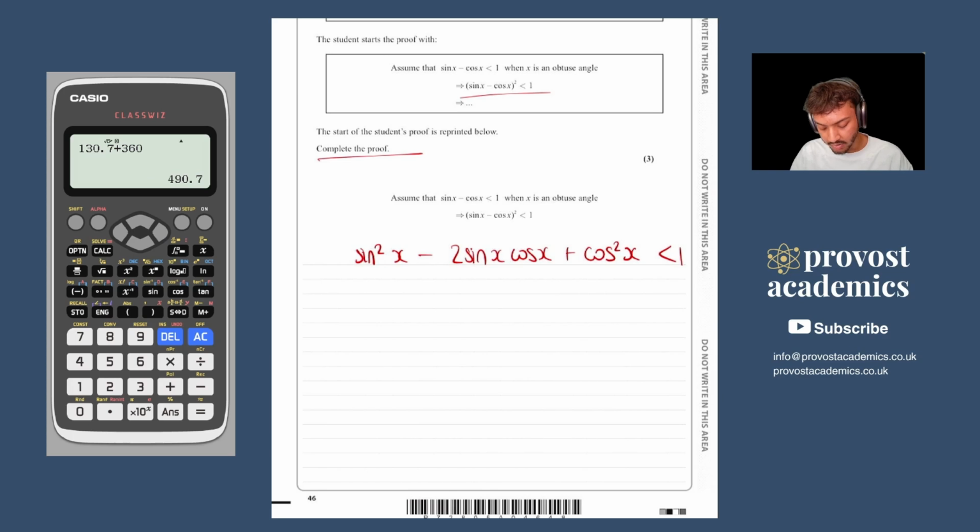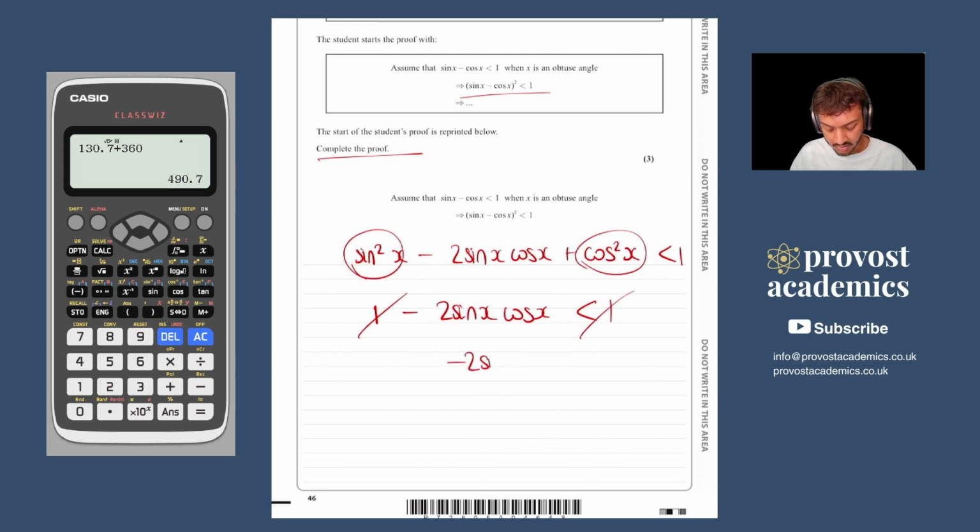I can bundle the sine squared and the cos squared together. That gives me 1 minus 2 sine x cos x. The reason it's 1 is because sine squared x plus cos squared x gives you 1. I can take away 1 from both sides, so I get minus 2 sine x cos x less than 0.